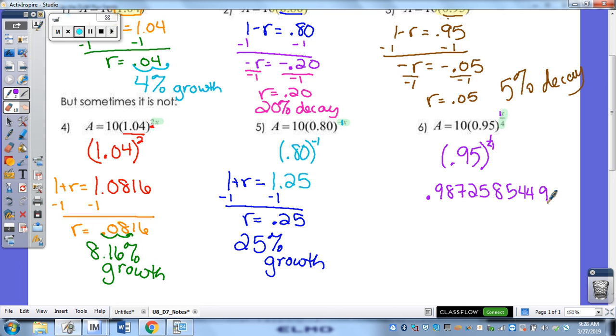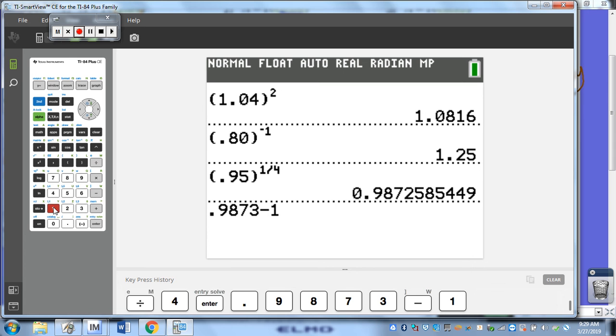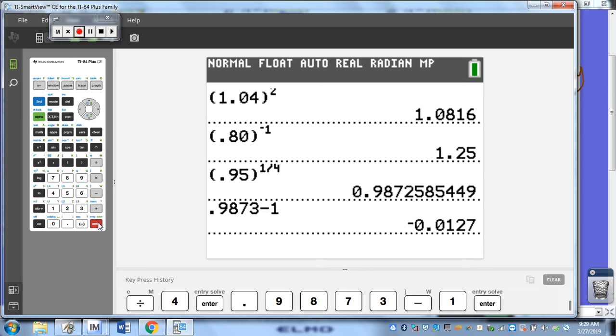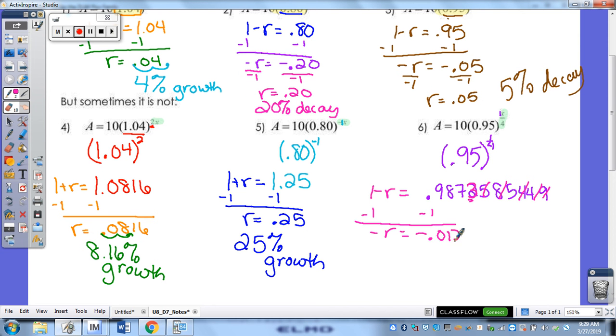So this one is what? Growth or decay? Decay, because it's less than 1. So it was 1 minus my rate is how I got there. Now that's a lot of decimals, so I'm going to do a little rounding because the decimal is a little long. So subtract my 1. 0.0987. Divide by negative 1. And we get 0.0127. It just turns them both positive.